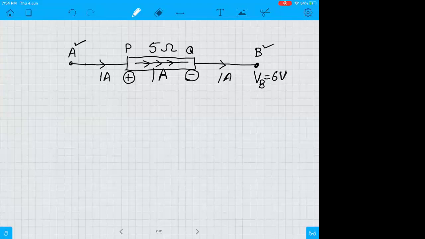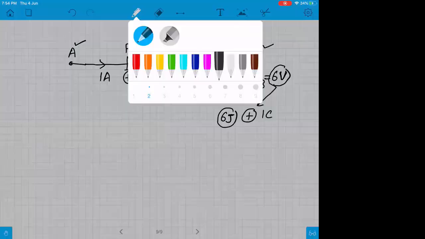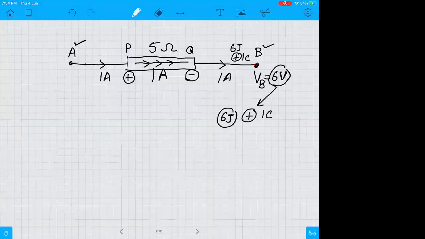What does this mean? Every 1 coulomb charge that enters B, that passes through B, will have an energy of 6 joules. So this 6 volt means that you will get an energy of 6 joules by a charge of 1 coulomb that is passing through B. Now the question is, what would be the potential at A?